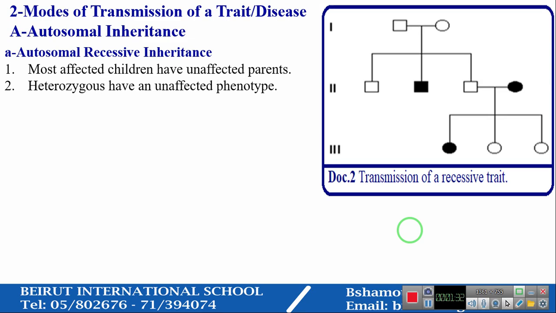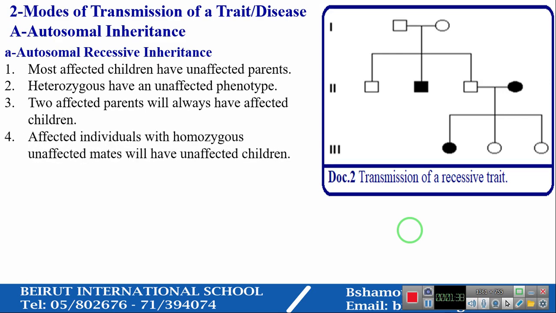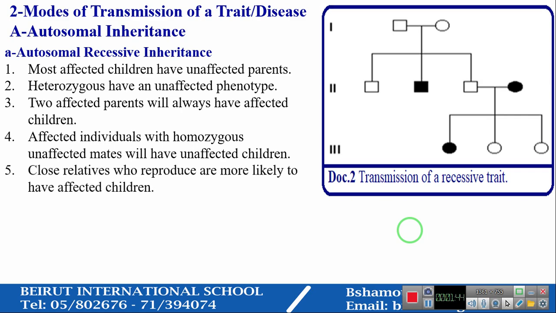Heterozygous have an unaffected phenotype. Two affected parents will always have affected children. Affected individuals with homozygous unaffected mates will always have unaffected children. Close relatives who reproduce are more likely to have affected children since the gene pool is becoming smaller.